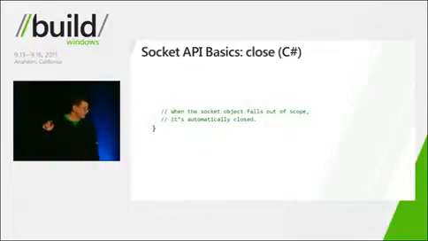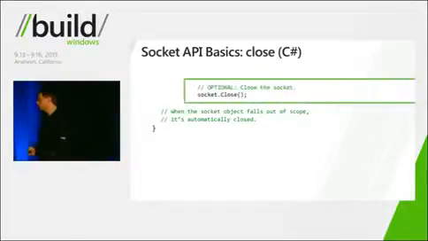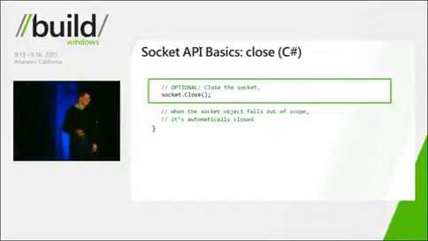And then when we close the socket, how do we close? Well, just like in .NET, when it falls out of scope, the thing goes away. Of course, if you want it closed before then, you say .close, and you can close it.